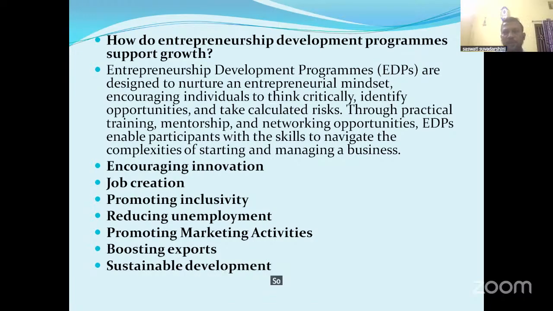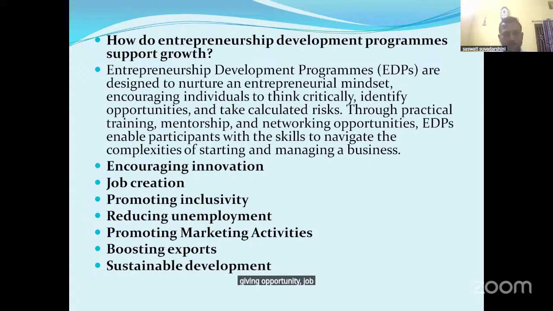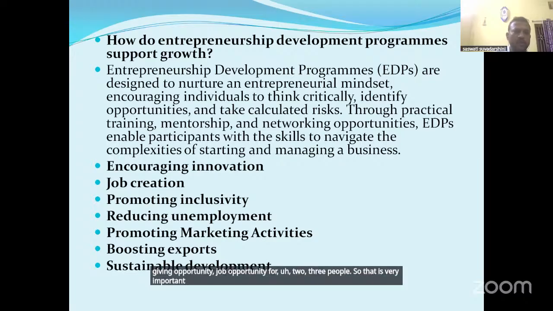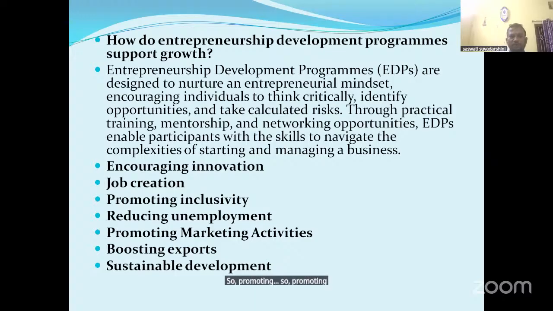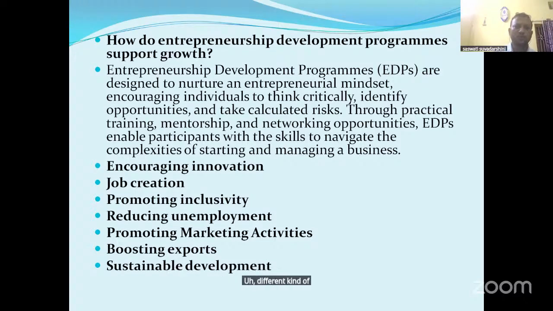So when you are starting a business, even if a small shop you are starting, you are giving a job opportunity to 2-3 people. So that is very important. Even a small educational institution has a number of people working. So promoting inclusivity means you are approaching in an innovative, creative way. You are taking the advantage. You are supporting the marketing activity. So for marketing activity, they are making different kinds of exhibitions, different kinds of programs. So their business unit will be more effective.